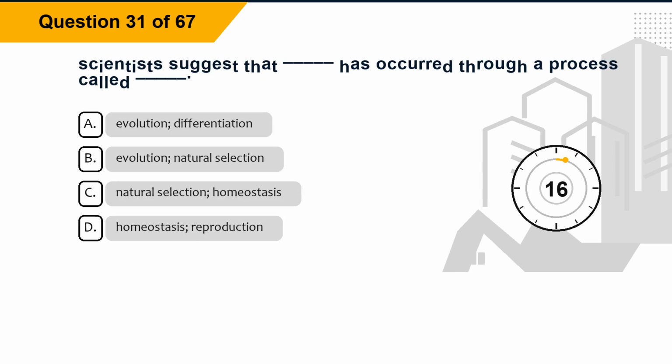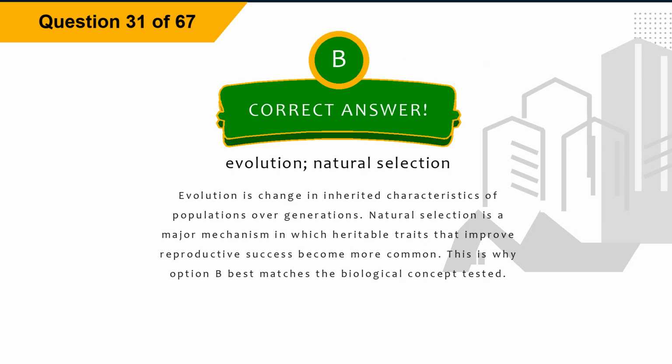Question 31. Scientists suggest that blank has occurred through a process called blank. Option A, evolution, differentiation. Option B, evolution, natural selection. Option C, natural selection, homeostasis. Option D, homeostasis, reproduction. The correct answer is option B, evolution, natural selection. Explanation. Evolution is change in inherited characteristics of populations over generations. Natural selection is a major mechanism in which heritable traits that improve reproductive success become more common. This is why option B best matches the biological concept tested.